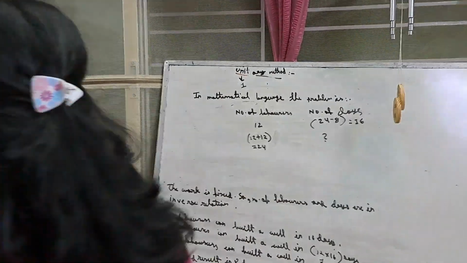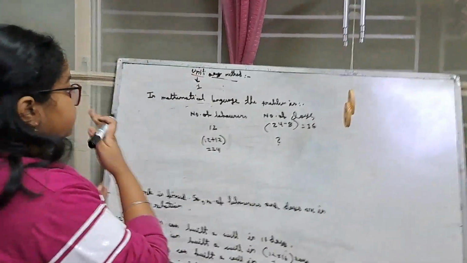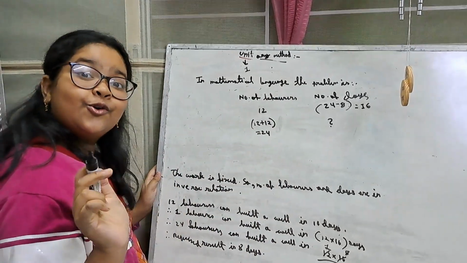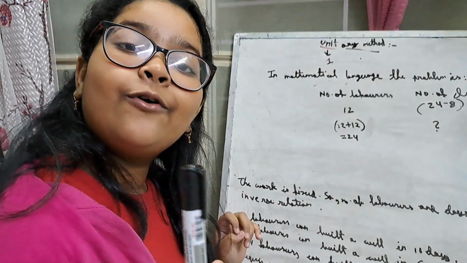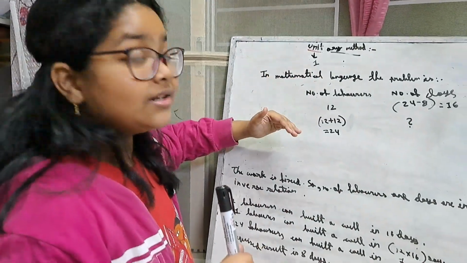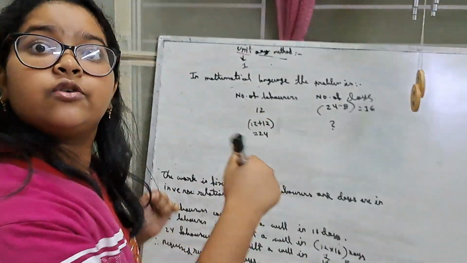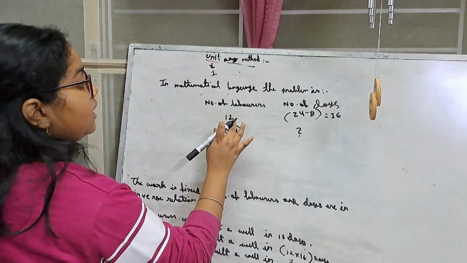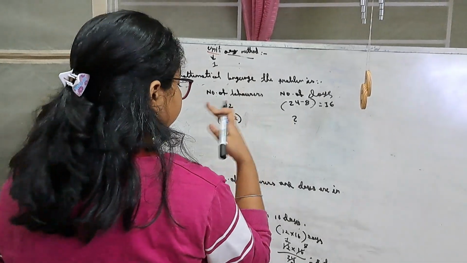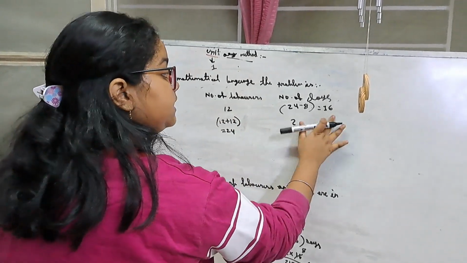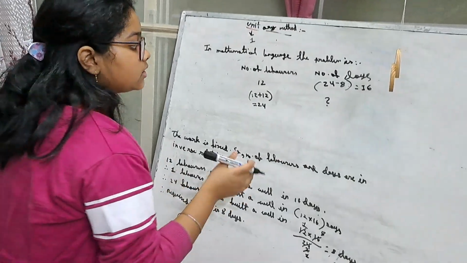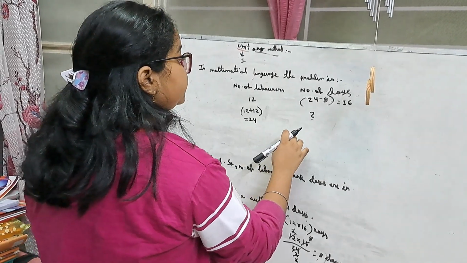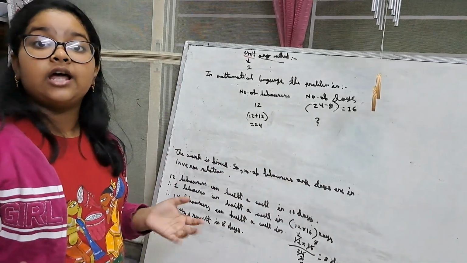Okay, so now in mathematical language, we have to first write the problem. We are given the number of laborers, and we have to find days, so we write days on the right hand side. We already know 12 laborers can build a well in 16 days. So 24 laborers can build a well in how many days?